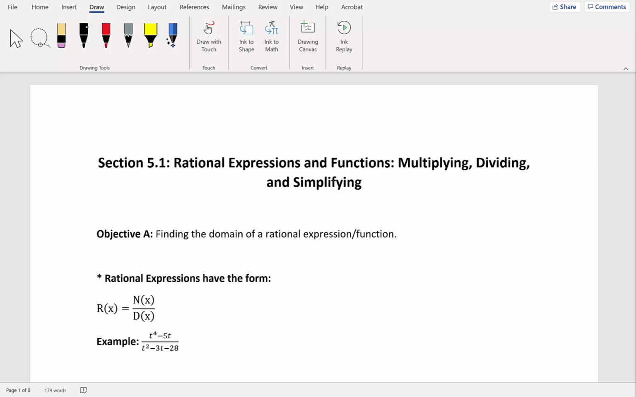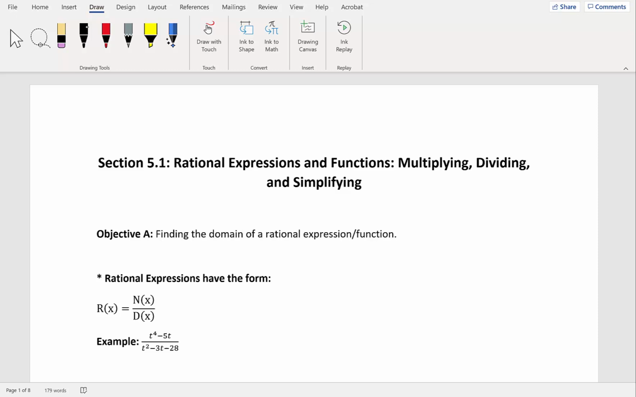In this video, we'll take a look at section 5.1, which is rational expressions and functions. And what we're going to take a look at is multiplying, dividing, and simplifying these rational expressions. Now, our first objective is finding the domain of a rational expression or function.